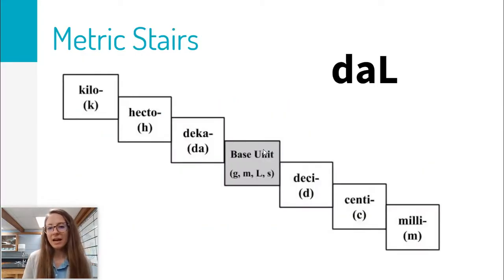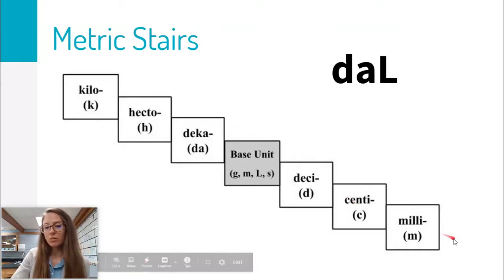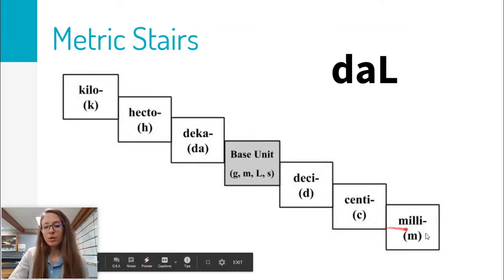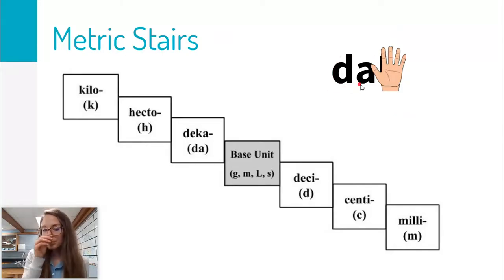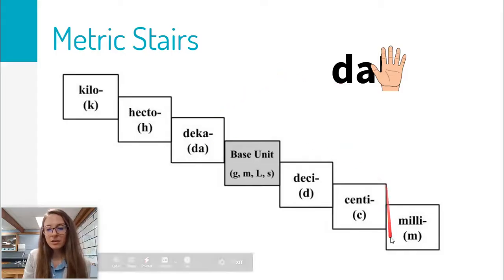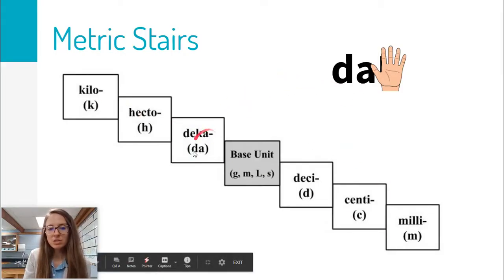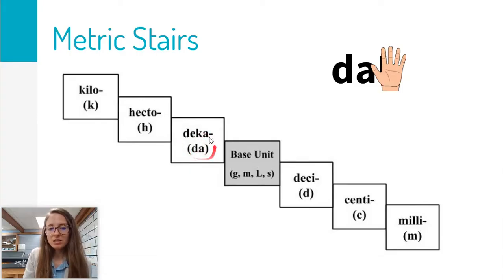So let's say that I maybe ask you to convert something into DAL, and you don't know which box or which stair you are supposed to go to. If you cover up the last letter, which is covering up the L, whatever is left, DA, is the prefix of the stair that you are going to go to. So DA, you just simply find on the metric stairs, and you know that this is the stair that you are stopping at.